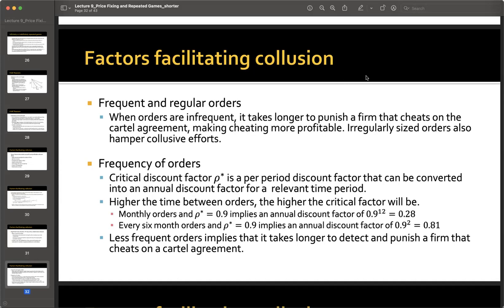So your effective rho star becomes lower here, right? So less frequent orders imply it takes longer to detect and punish a firm that cheats on the cartel agreement. So again, the higher the rho star is, the more difficult it is to sustain an agreement, because your rho will actually have to be higher than this.